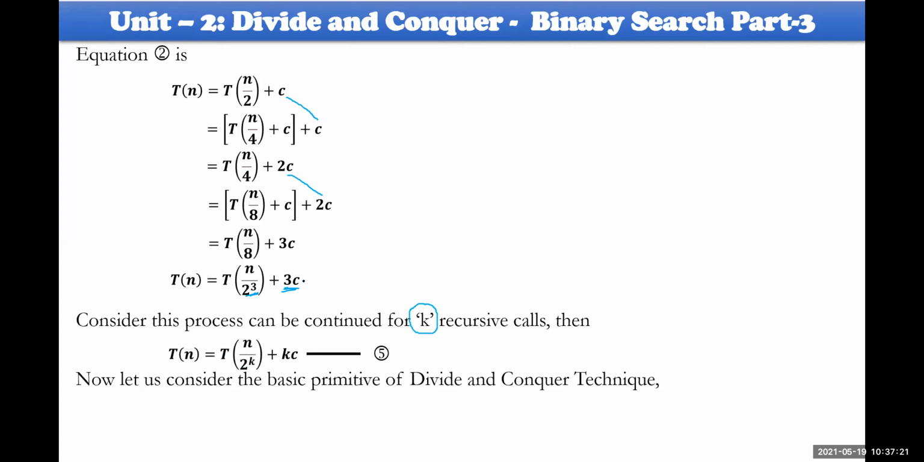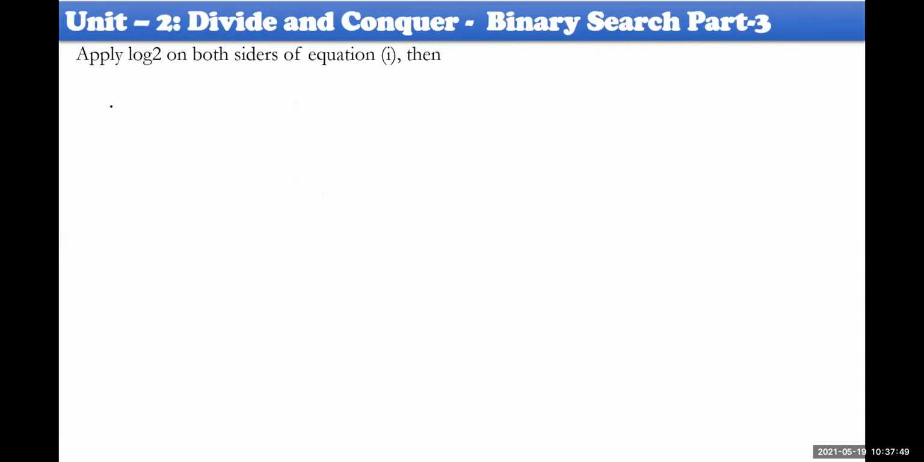Now let us consider the basic primitive of the divide and conquer technique, that is n equal to 2 power k. This is the basic primitive. When n equal to 2 power k, whatever the problem specification, it could be divided into a single element list or a 2 by 2 matrix, as in Strassen's matrix multiplication problem, or something else. So let us take this as a small one. And then apply log base 2 on both sides for equation number 1. Log base 2 n equal to log base 2 of 2 power k. Then log base 2 n equal to k into log base 2 of 2. Log base 2 of 2 equal to 1. So therefore k equal to log base 2 n. So this is equation number 2.